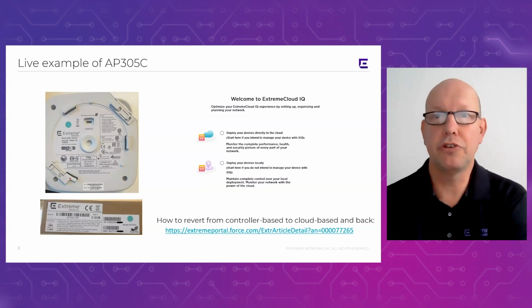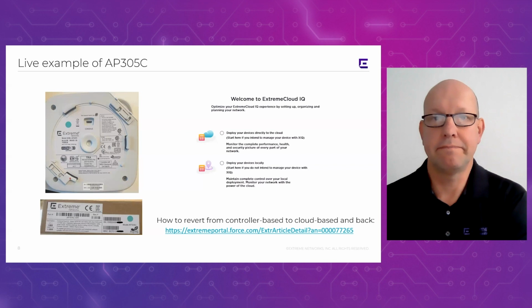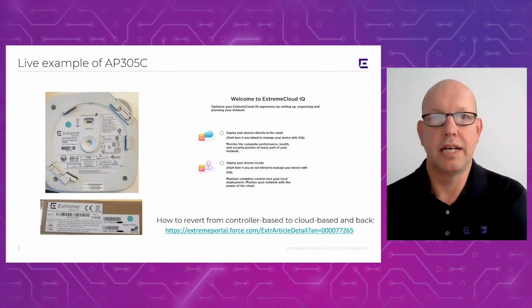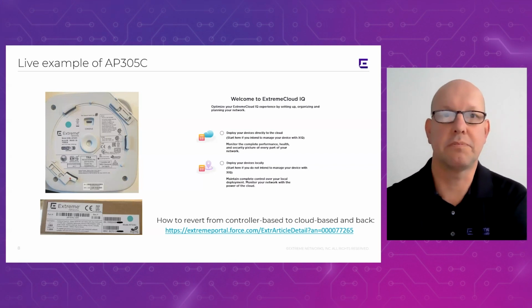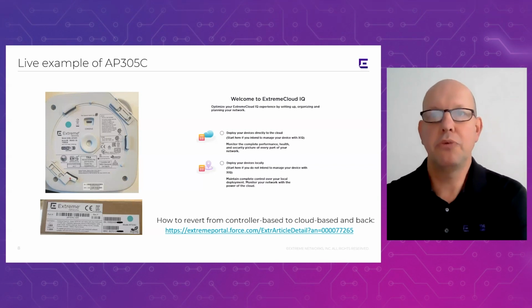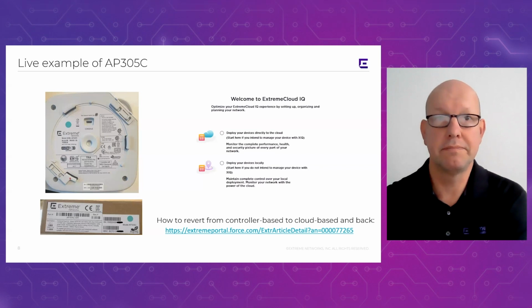Well, to convert back to HiveOS, it can be done via the CLI, either via SSH connection or via the USB-C connector, the serial connector. For the AP305C, the connector is at the bottom as seen on the picture, and for the AP400 series, it's on the side of the access point. Some support articles are written to help you with the correct commands and correct sequence to reboot the access points in another mode or with another operating system.